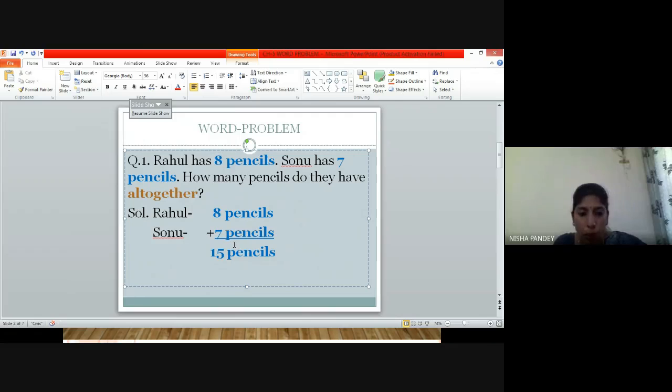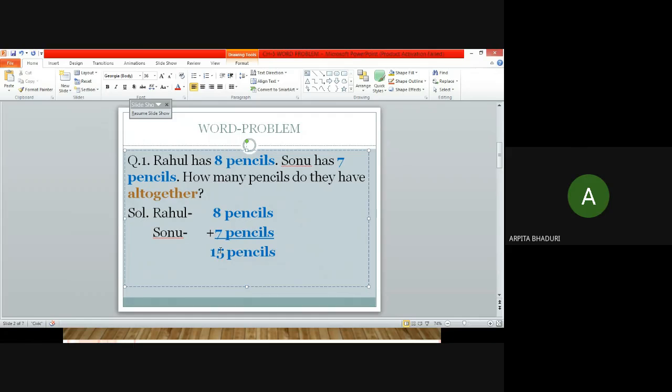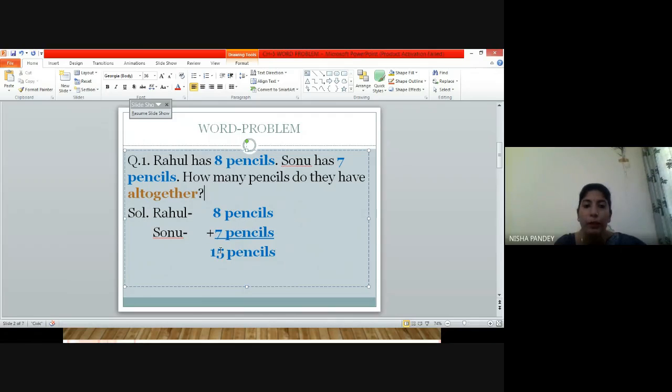That is very important, children. We'll put a line, and 8 plus 7. So which is the bigger number here? 8. So we'll keep in mind 8, and we'll take out 7 fingers and start counting after 8. 9, 10, 11, 12, 13, 14, 15. So what will come? Ma'am, 15. Yes. So they have 15 pencils altogether. I hope you have understood this question and how you have to do it, the pattern, right? Yes, ma'am. Okay, let's see the next one, children.